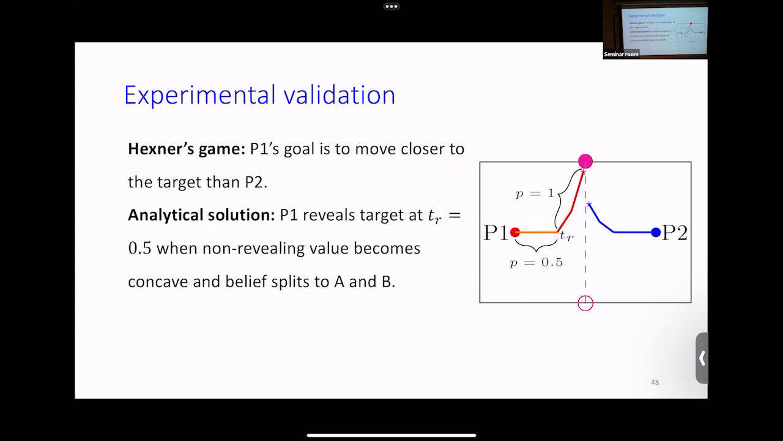So on the validation side, we have only done very simple cases. So I'm going to introduce Hexner's game. In this game, there are two players, and player 1's goal is to reach one of the two targets, and player 2's goal is to figure out which target player 1 is reaching and try to get there as well.